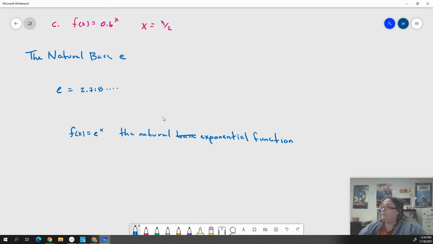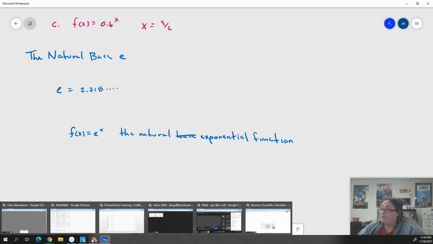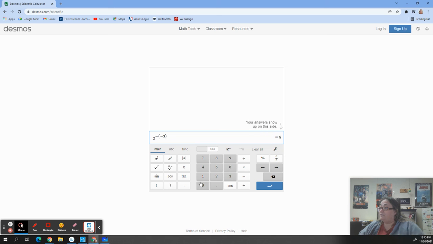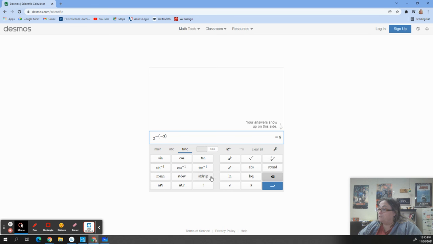On your calculator, you'll always see it. It always shows up on any calculator that you use. Here's our scientific calculator. If we move into functions, we should see a lowercase italics e down here, right? You'll see it on any calculator that you use. There'll be that lowercase e. That is just that natural exponential function.